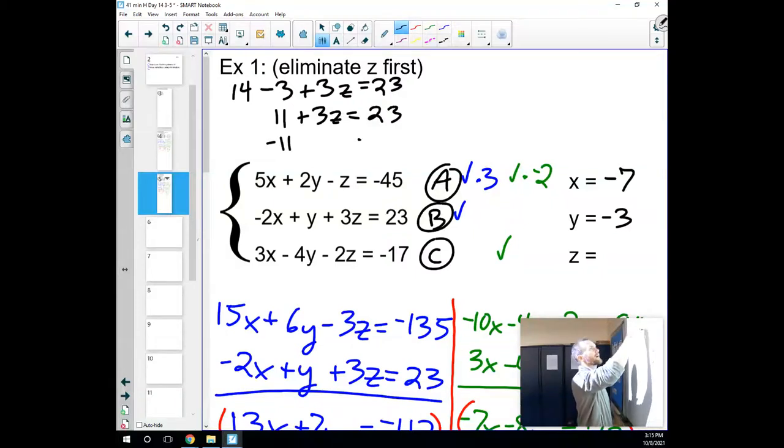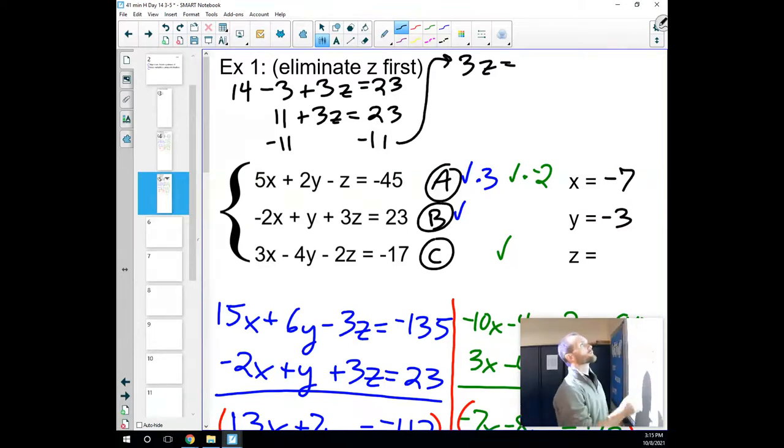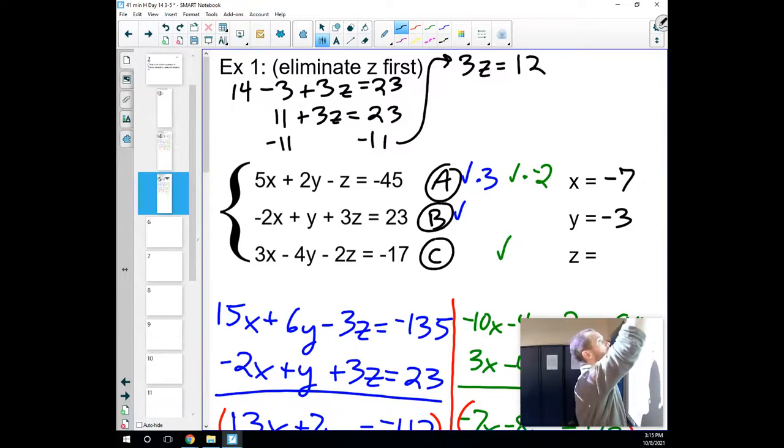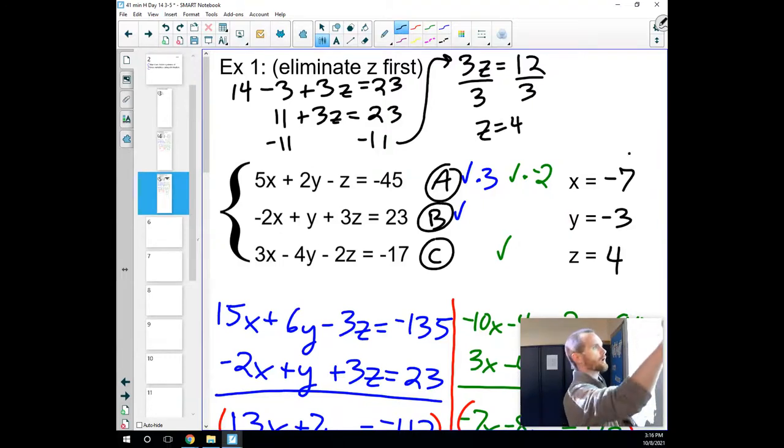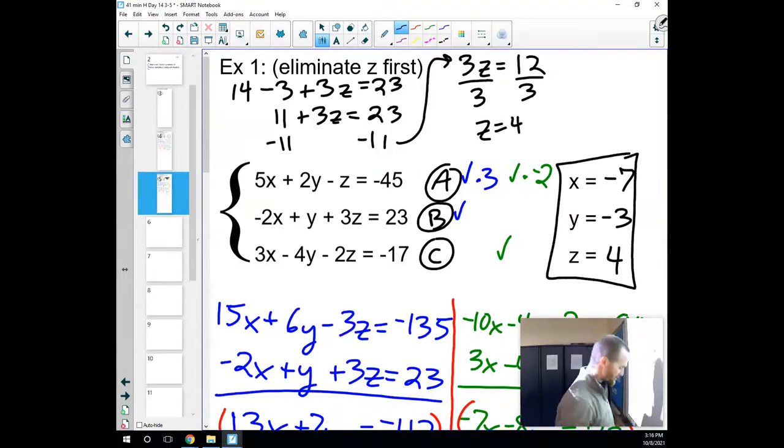Take away 11 on both sides. End up with 3z equals, just sort of carrying my work up there. 3z, oh geez, that's not a z, and that's definitely not an equals. 3z equals, that's a little bit better. 23 take away 11 is 12. Divide by 3 and we get z equals 4. If you're good enough to skip some of these steps, that's a good thing. I'm just showing all my work so I don't lose anyone. Just sort of a math teacher OCD.